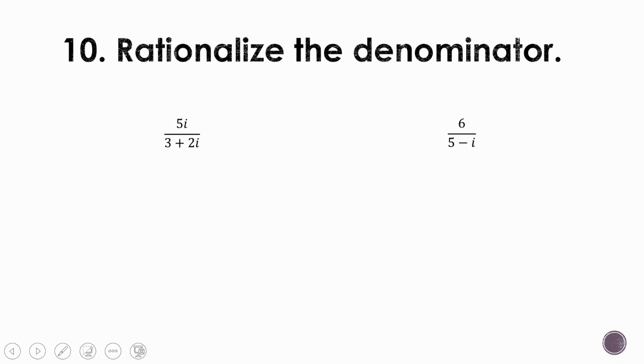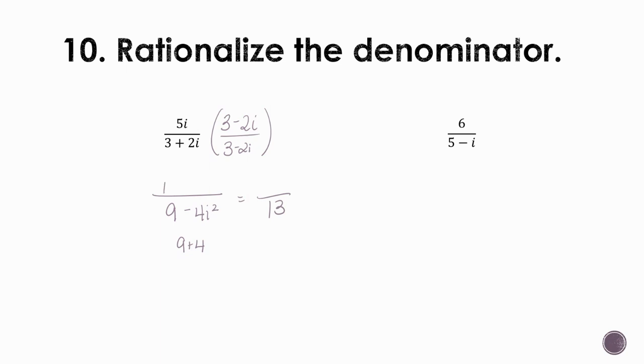Rationalizing the denominator. Remember that we are multiplying by the conjugate. So we're going to multiply by 3 minus 2i, both top and bottom. On the bottom, remember that means that we end up with 9 minus 4i squared, which is 9 plus 4. Okay? On the top, we end up with 15i minus 10i squared. Negative 10i squared is positive 10, so we have 10 plus 15i, and that's our solution.